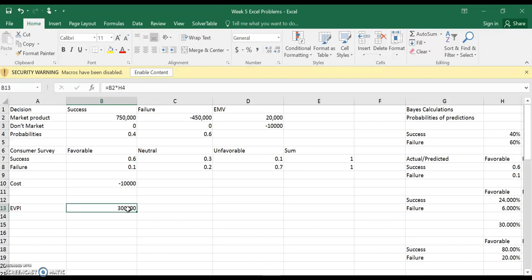Now, here's a spoiler alert for you. Okay, your EMV with no information is $30,000. So we take the difference between those two. So we take this expected value with perfect information and we find the difference. Okay, so your expected value of perfect information is $270,000. If you have to pay more than that for the information, you're better off with no information. Your EMV is going to come out better. However, up to $270,000, you should be willing to pay if you have perfect information.